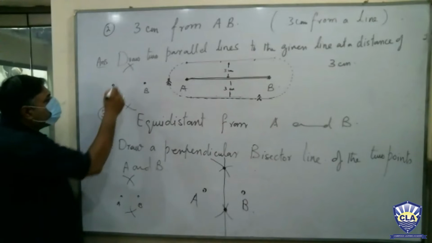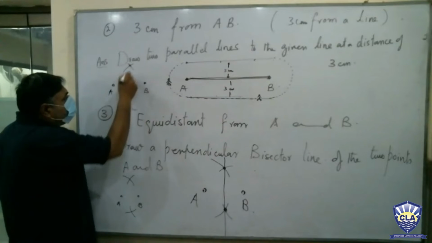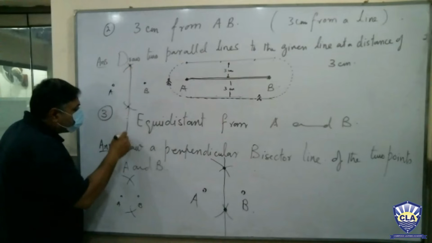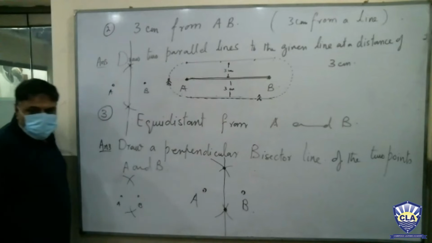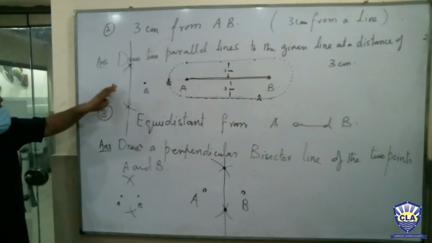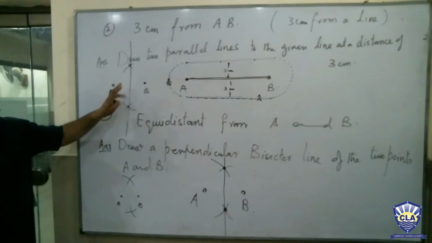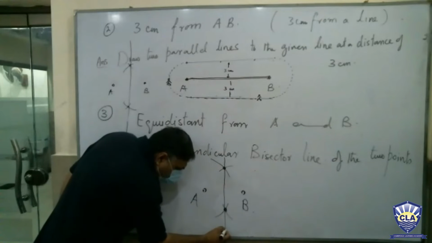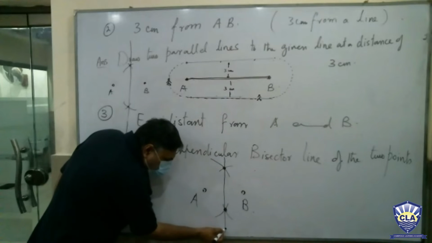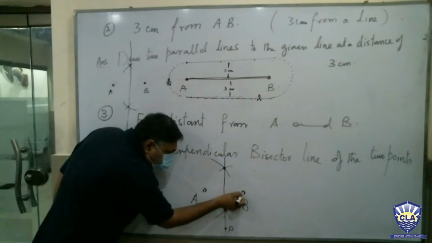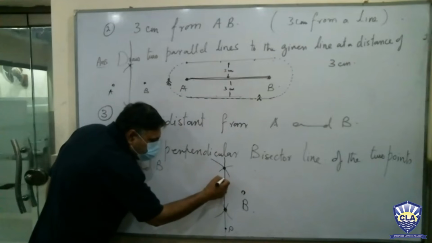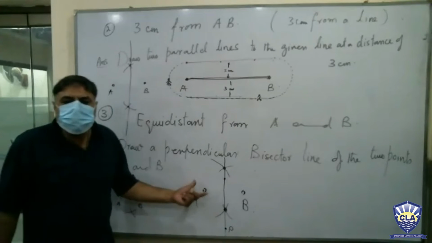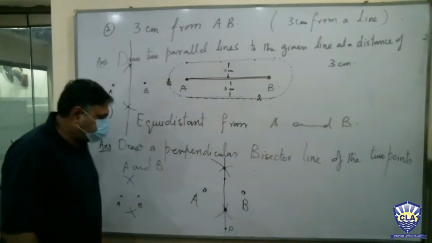Okay? Join these two points and produce. That will be your perpendicular bisector line. It is called the perpendicular bisector line. And everywhere on this line, this point P says, I am equidistant from B and A. This point says, I am equidistant from A and B.